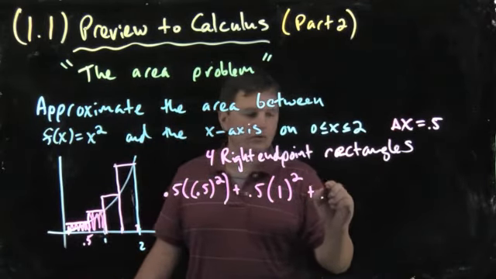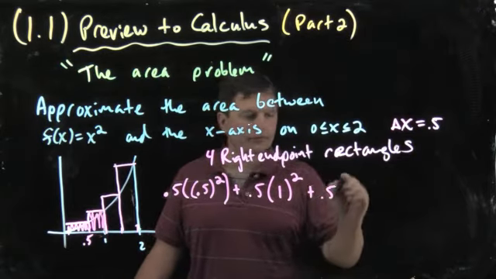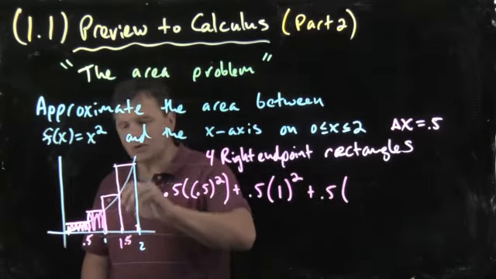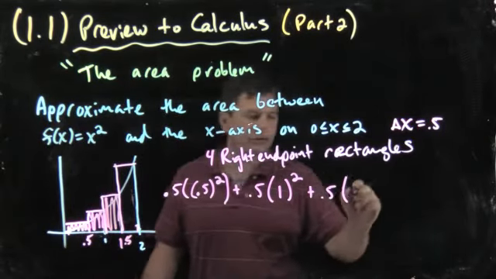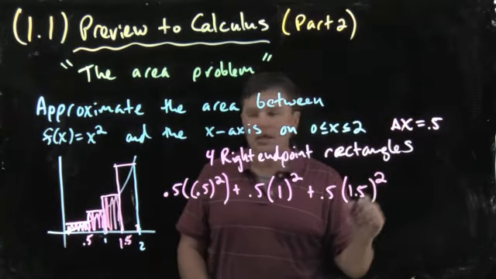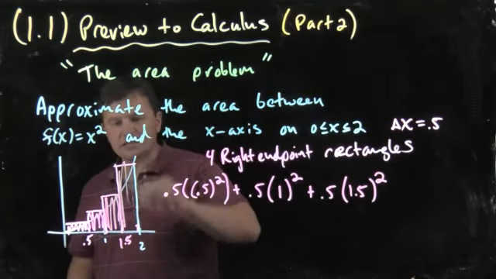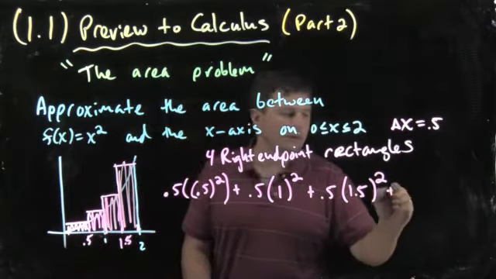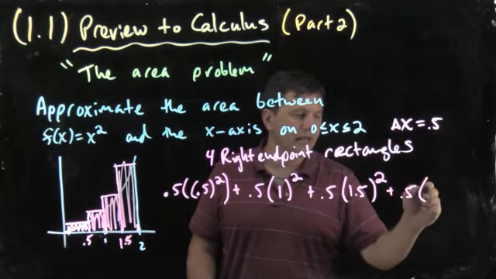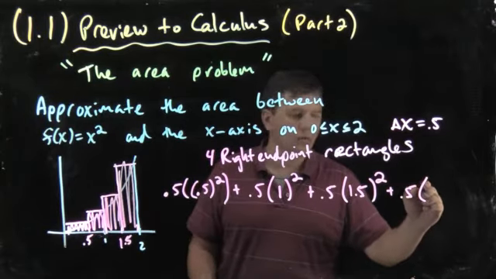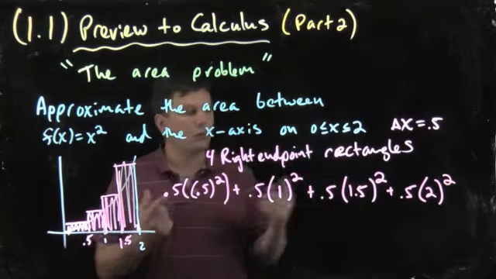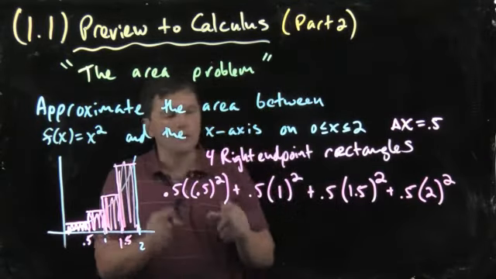Our third rectangle, our width once again is 0.5, and we're going to get the height of this rectangle by plugging 1.5 into our function x squared. And then finally, our last rectangle, we're going to get multiplying the width, 0.5, and then the height of the rectangle if we take 2 and plug it into our function, squaring it.